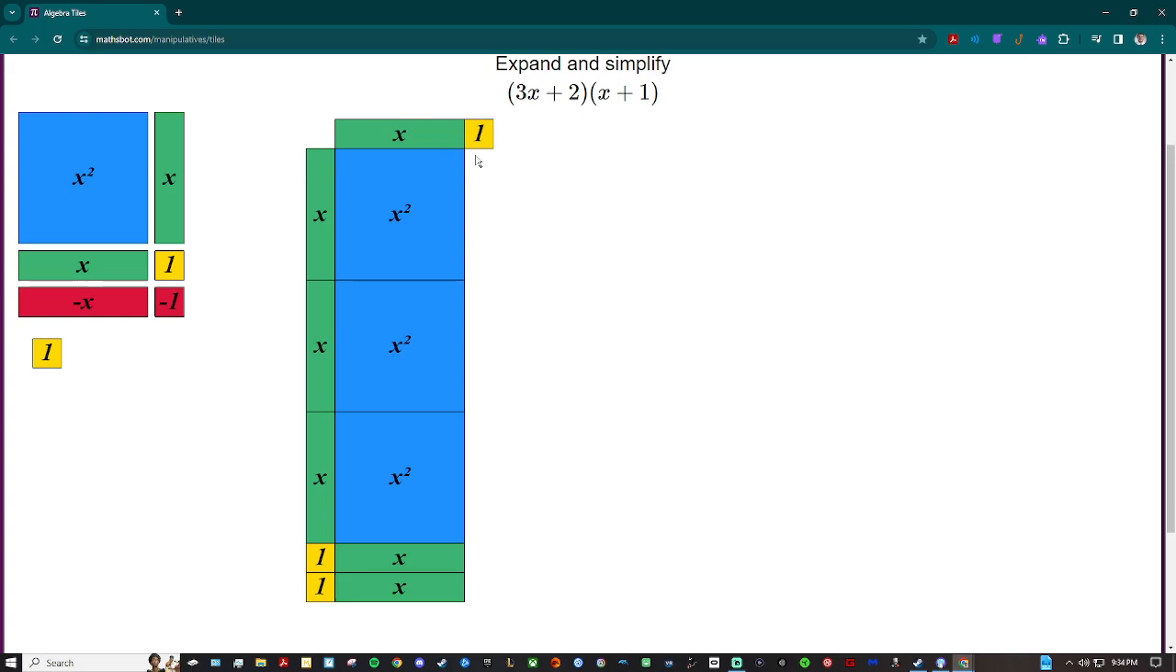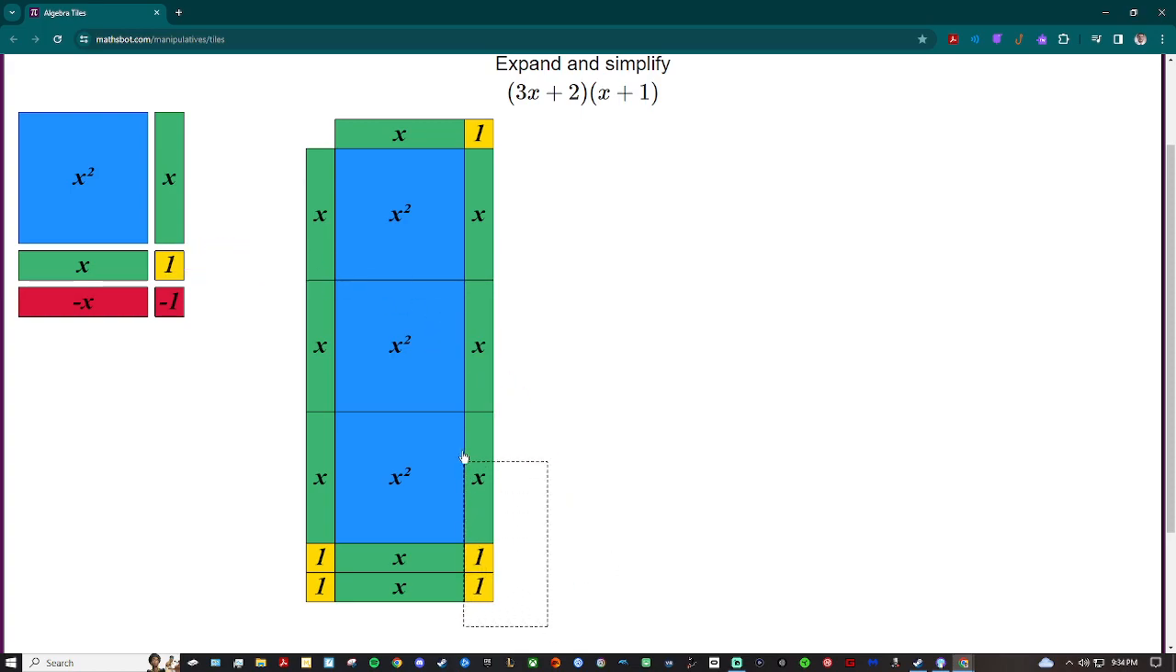Okay, now I'm going to do the same thing for my row of 1s. 1 times x gives me x. 1 times x gives me another x. 1 times x is another x. And then all I have left is 1 times 1 is 1. 1 times 1 is 1.